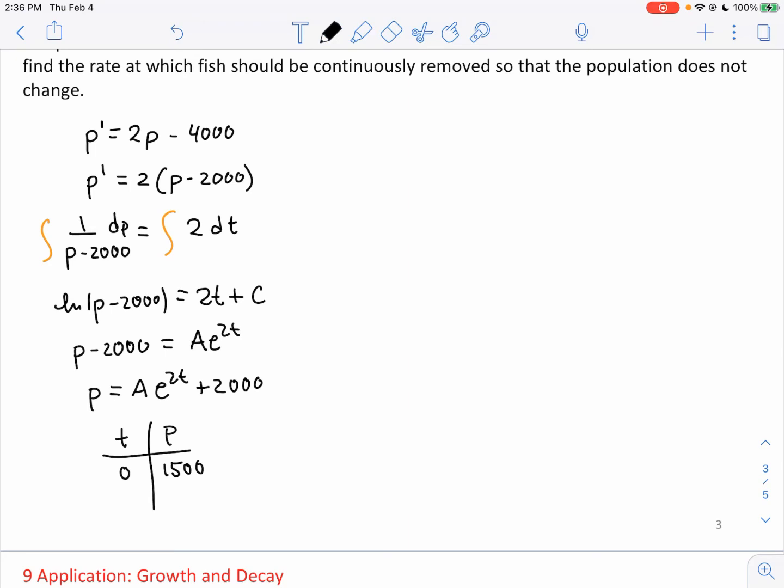All right, so plugging in 1,500 for the population, and t is 0, so just e to the 0 we get there, plus 2,000. We're going to get a negative value for a, so negative 500 is equal to a. So our model is p of t is equal to negative 500 e to the 2t plus 2,000.